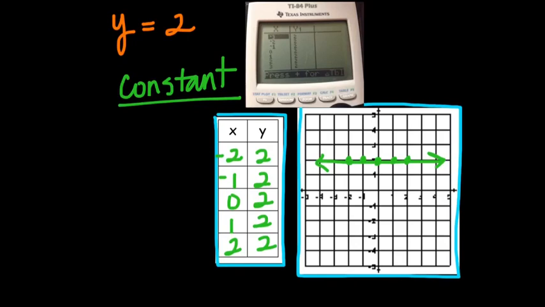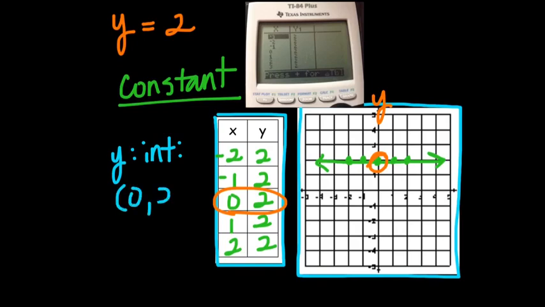So this is constant, and when we look at now the y-intercept, I'm still going to look to see where it crosses the y-axis. And again, you can find that one of 2 ways. We can look and see where it crosses this line, which is right here, or we can look at for the x value to be 0 in our table, which is right here. So when I ask you for the y-intercept for this equation, I want you to tell me that the y-intercept is at 0, 2. So that's where it crosses on the y-axis.